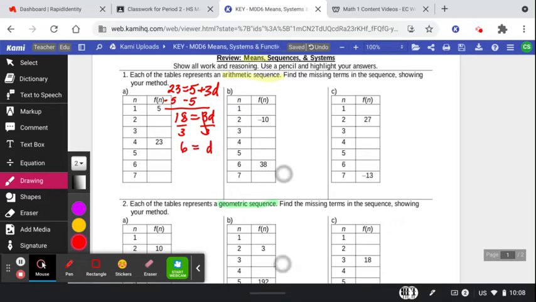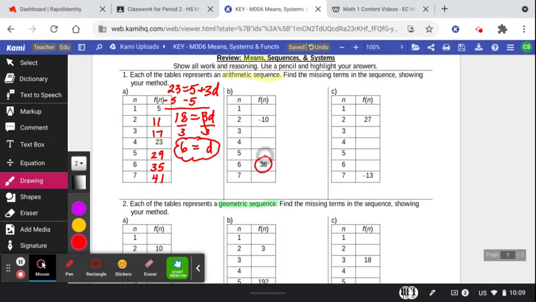So 5 plus 6 is 11. 11 plus 6 is 17. 17 plus 6 does give me 23, so good job. 23 plus 6 is 29. 29 plus 6 is 35. 35 plus 6 is 41. So do you see how first we can rely on this formula, get that common difference, and then apply it to fill in the blanks and continue the pattern? So let's go try the next one using the same method.